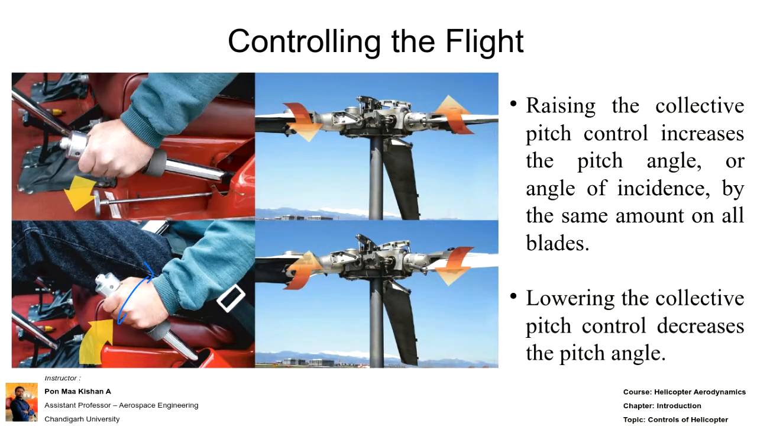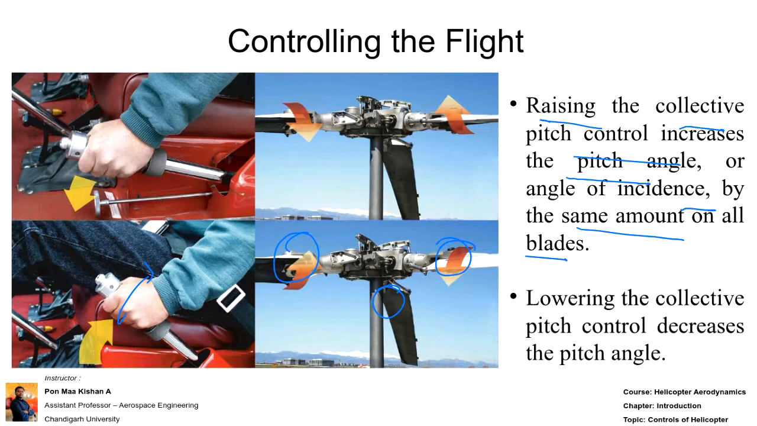Okay, so what is happening? When he raises the collective pitch control upwards, the pitch of each blade is changing. Can you see? Each blade's pitch angle will be changing. So when each blade's pitch angle is changing, what happens? Raising the collective pitch control increases the pitch angle by the same amount on all blades. One thing you have to understand: if the pilot is trying to change the pitch angle of one blade, it is not possible. Whenever he changes the pitch angle, it affects all the blades.